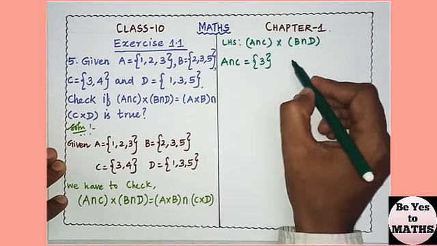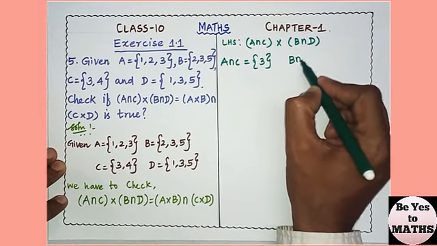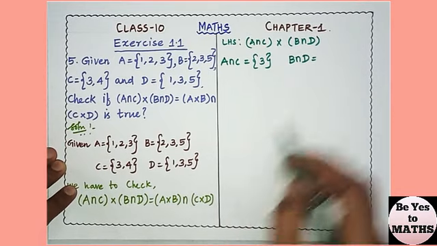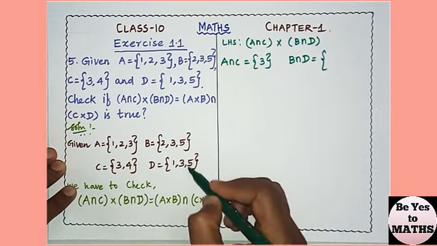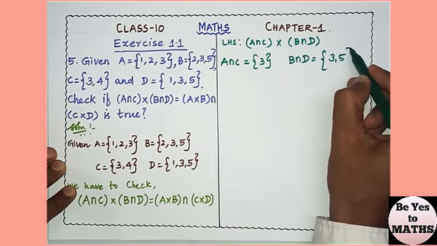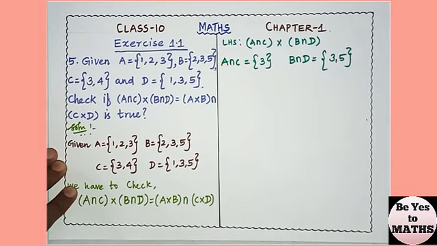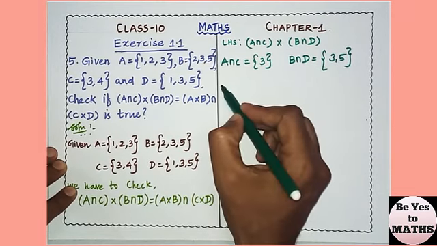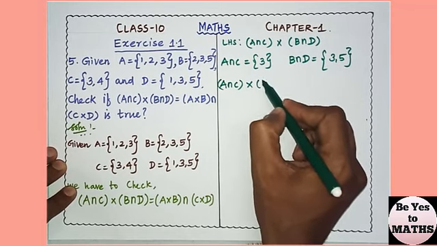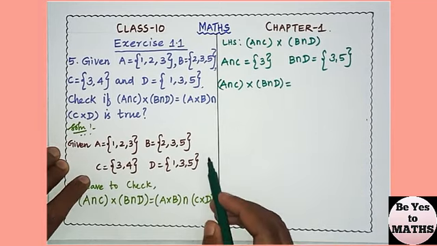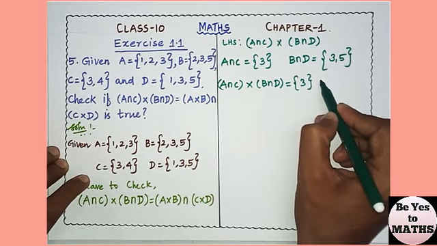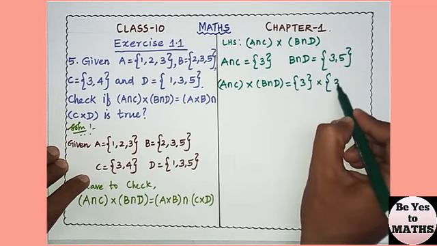Now we'll find out B ∩ D. In B and D, what are the common elements we have? We have 3 and 5. So B ∩ D is {3, 5}. Now we'll find out (A ∩ C) × (B ∩ D). A ∩ C is {3} cross B ∩ D is {3, 5}.